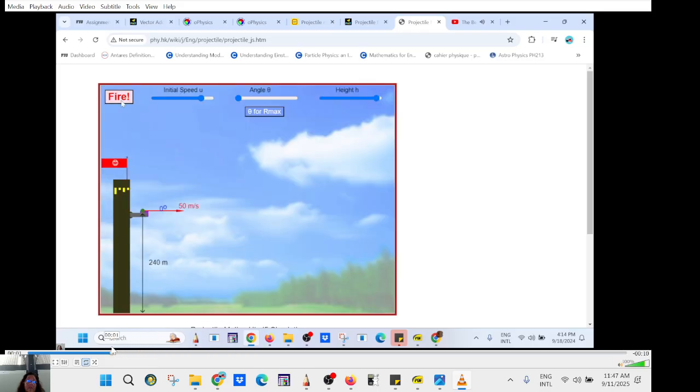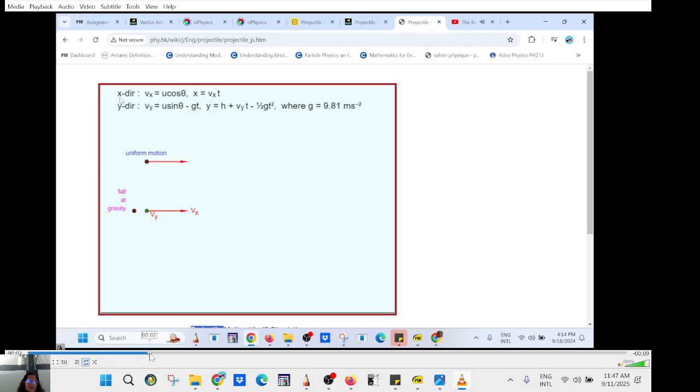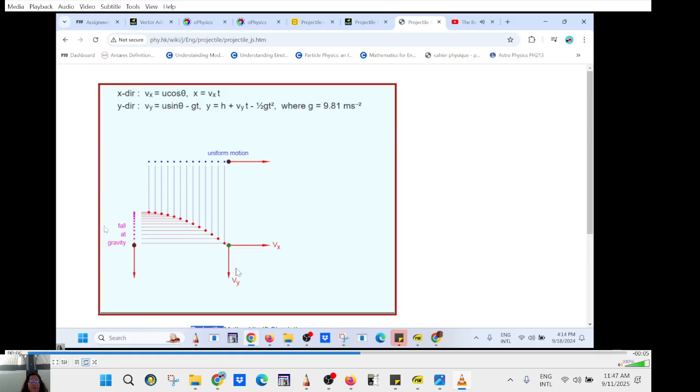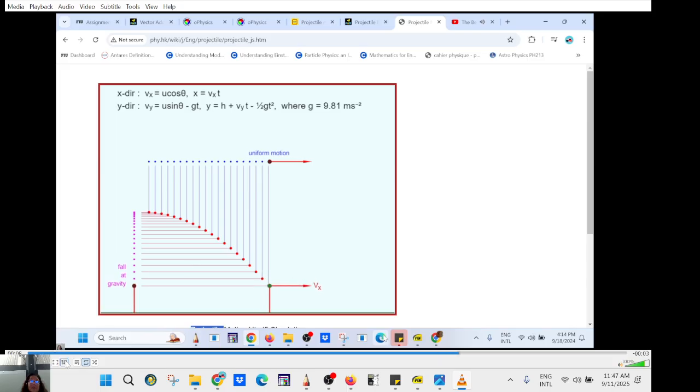Okay, you can see the velocity at the beginning here. The velocity along the y, is there any y here? No. And the velocity is going to increase, increase, increase.